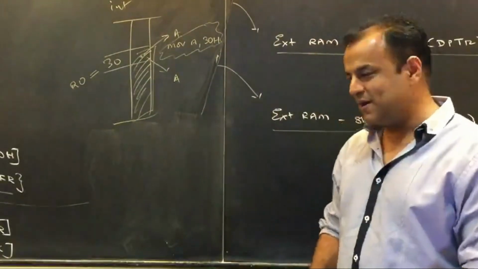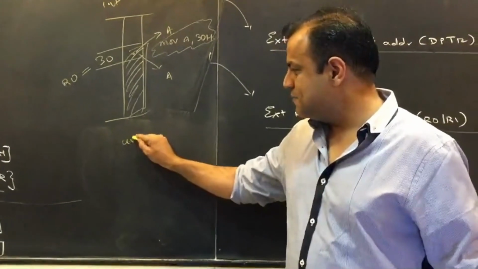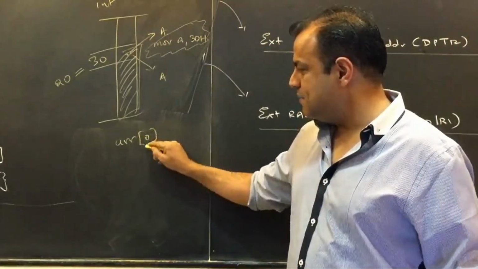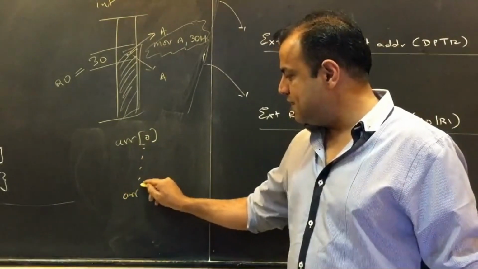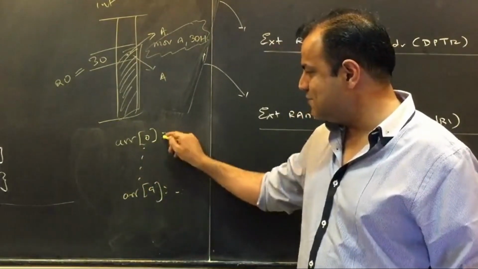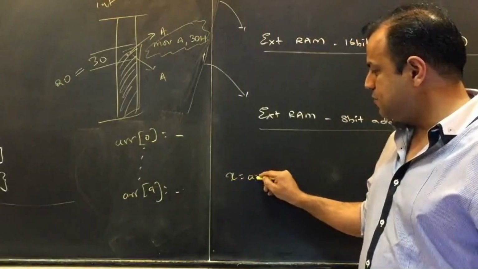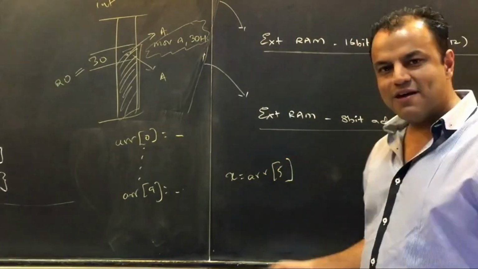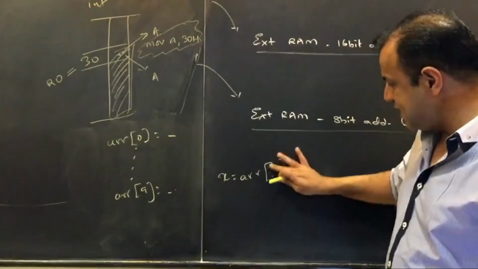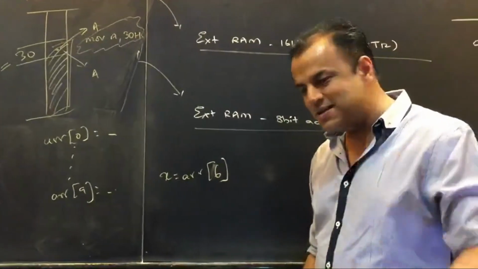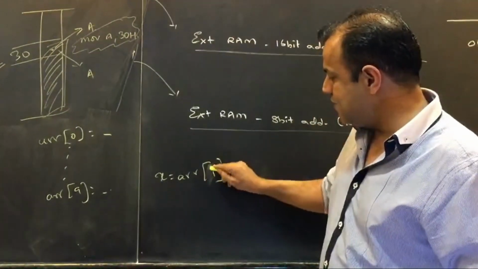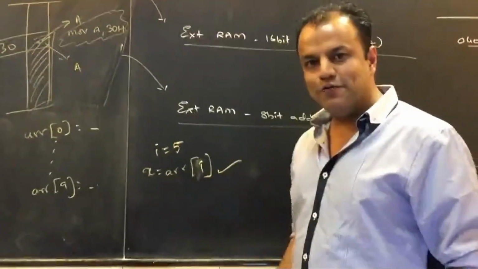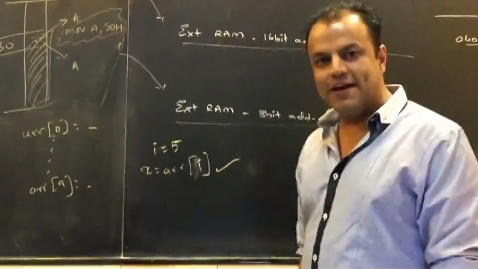Suppose in C programming there is an array by the name ARR. It has 10 elements, element number 0 to element number 9. Every element has some value. If I write x is equal to ARR[5], I get the value of element number 5. If I write ARR[6], I get the value of element number 6. If I write ARR[I] and I initialize I as 5, I will still get the value of element number 5. This is called indirect addressing.